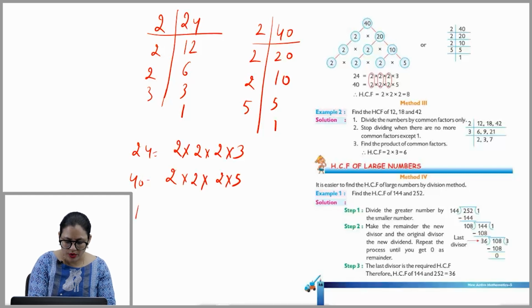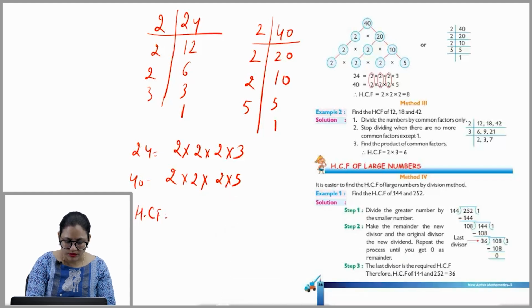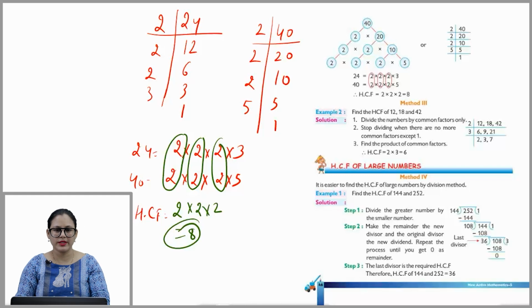Okay. Now, you have to find out the HCF. Okay. See, 2 common, 2 and then one more 2 is common. Now, multiply all these numbers. 2 into 2 into 2 is 8. So, HCF is 8, right.